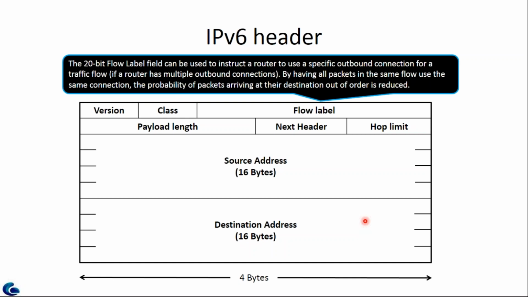The flow label is a 20-bit field that can be used to instruct a router to use a specific outbound connection for a traffic flow. In terms of forwarding, by having all packets in the same flow use the same connection, the probability of packets arriving at the destination out of order is reduced. So there's a bit of an instruction within the header: why don't you use so-and-so outbound connection when you're forwarding?